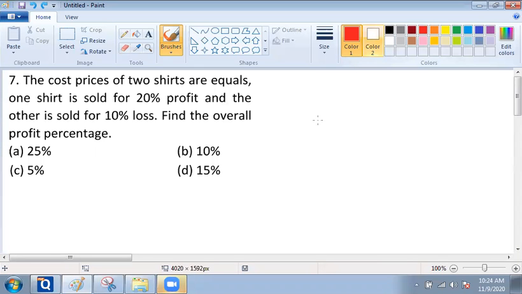In this question, we are considering the sale associated with two shirts. The cost prices of two shirts are given to be equal. Let us consider the cost price of one shirt to be rupees 100. The cost price of the other shirt will also be rupees 100, because it's given that the cost prices of the two shirts are equal.